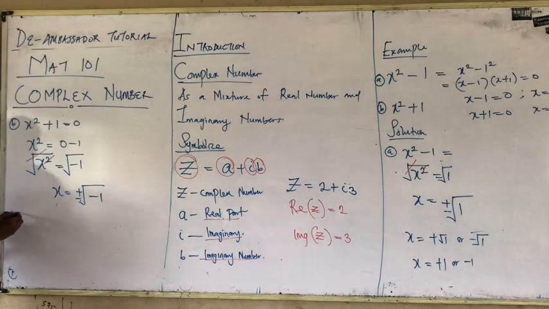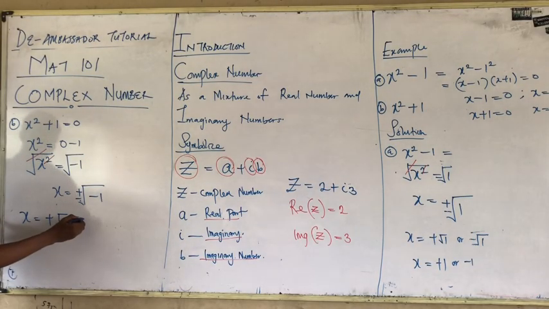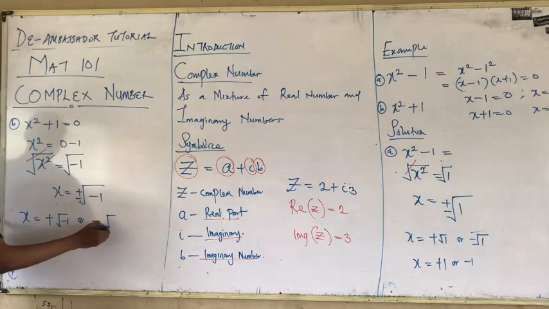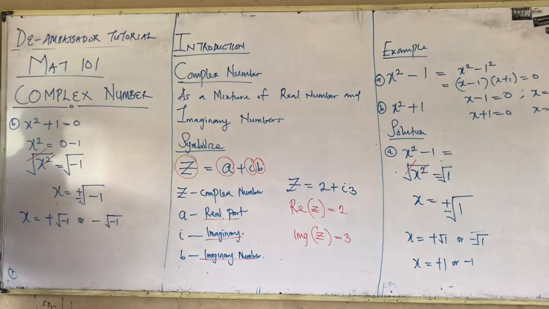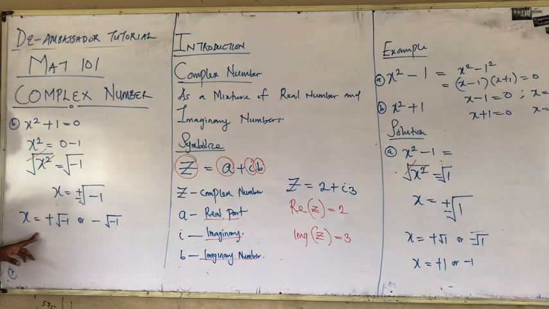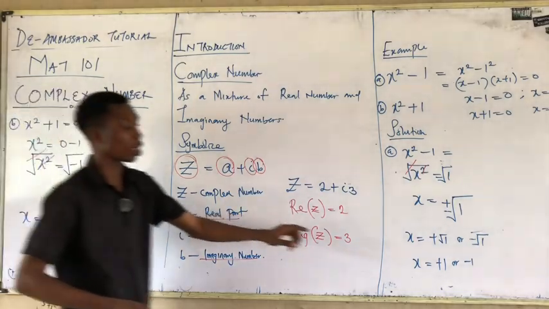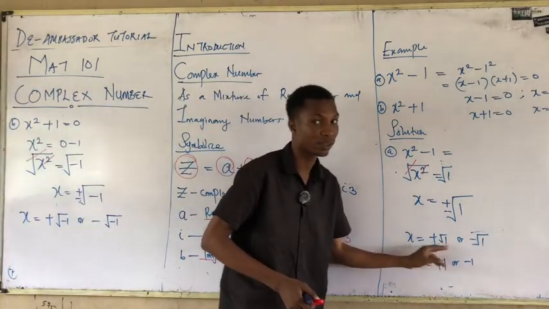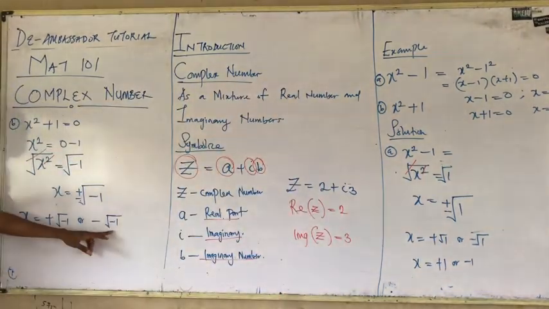So what will I have here? I will say my x is equal to what? Plus square root of minus 1 or minus square root of minus 1. Are you paying attention, please? So look at this issue. Can I find the square root of minus 1? But can we find the square root of 1? Yes. But can we find the square root of minus 1?